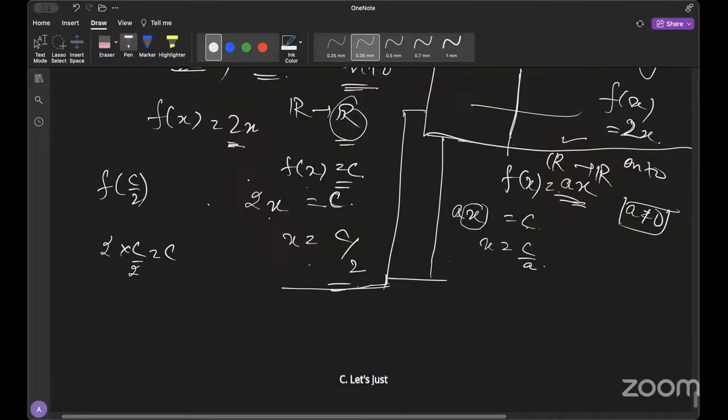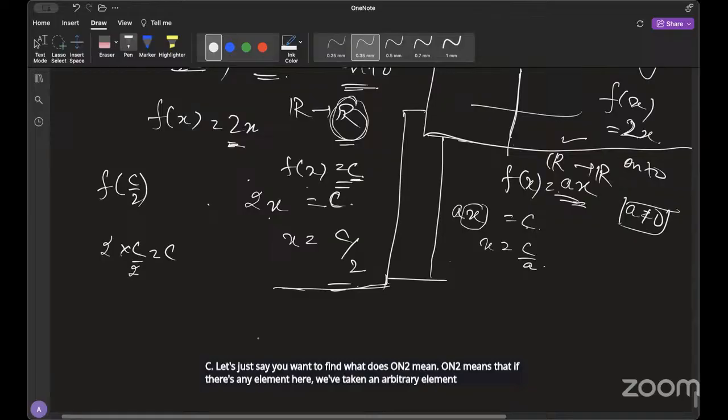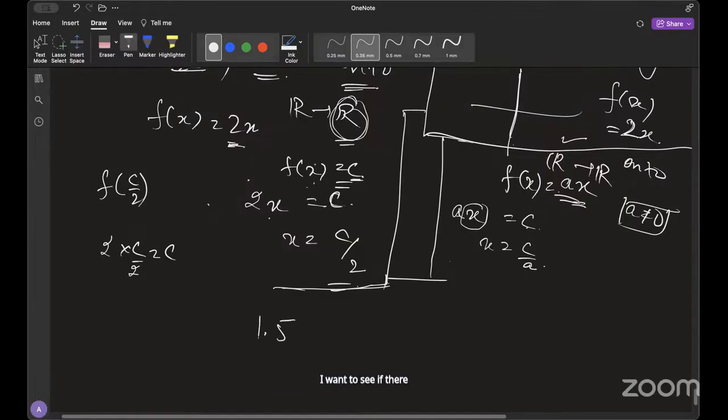Let's just say, what does onto mean? Onto means that if there is any element here, we've taken an arbitrary element c. You can take any number. Let's just say I want to take 1.5. I want to see if there is an element x here such that f(x) is equal to c. So you need to find x such that f(x) is equal to 1.5.